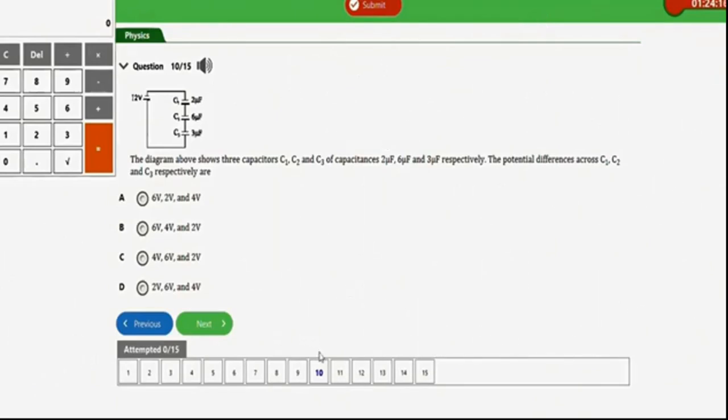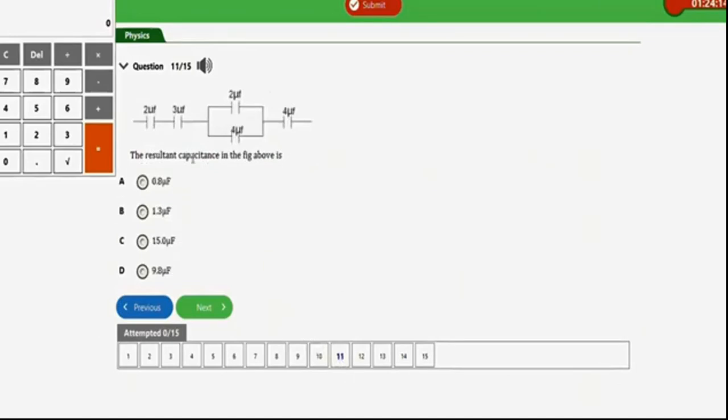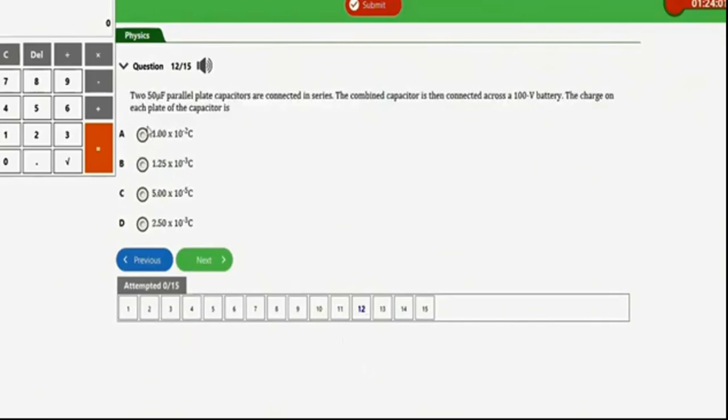So guys, the next repeated question will be this one. It says the resultant capacitance in the figure above is... I think we have solved this question before. We got 0.8 microfarad. Alright, so let's go to the next repeated question, which is this one. It says two 50 microfarad parallel plate capacitors are connected in series. The combined capacitor is then connected across a 100 volt battery. The charge on each plate of the capacitor is... So we're looking for the charge.